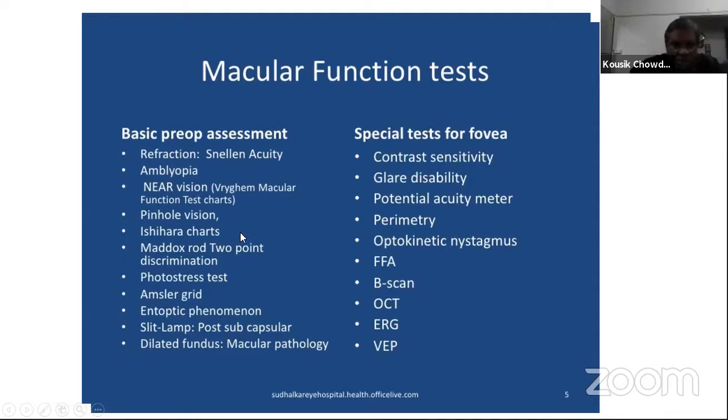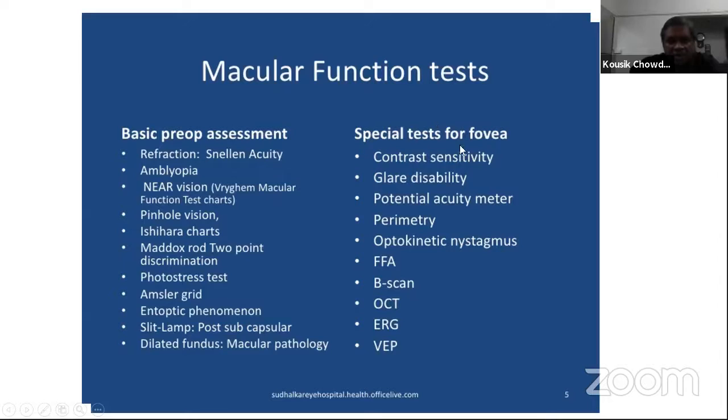By Ishihara charts we can detect the color vision. Maddox rod test, two-point discrimination test, photostress test, Amsler grid test, we already know about those. Entoptic phenomenon, and slit lamp, to see whether any opacity is present in the lens in cataracts. Dilated fundus, to see whether macular pathology is present or not.